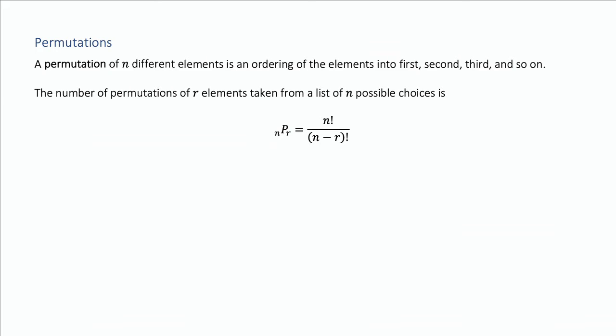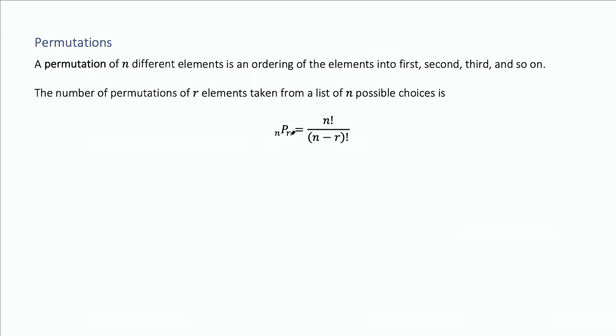A permutation is an ordering of elements. So a permutation of n different elements is simply an ordering of the elements to first, second, third, up through the nth. Okay? And specifically, we are interested in talking about permutations of a certain number of elements from a list of choices. So the number of permutations of R elements taken from a list of n possible choices, we denote like this, okay?